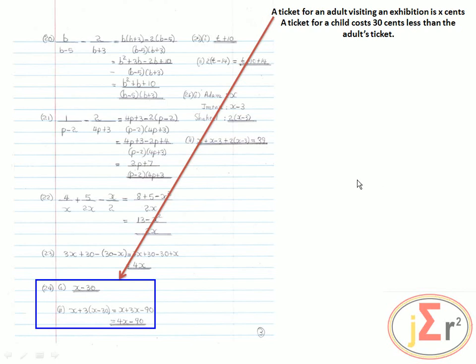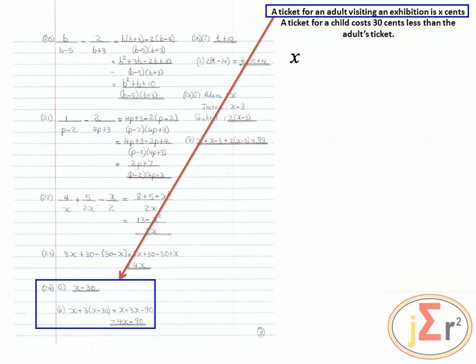Here we have another problem. As a matter of fact, the entire problem is not written right there. But we are again using the method of divide and conquer. And it is always a very good method to use when we are solving applied problems. A ticket for an adult visiting an exhibition is X cents. There it is, just X.